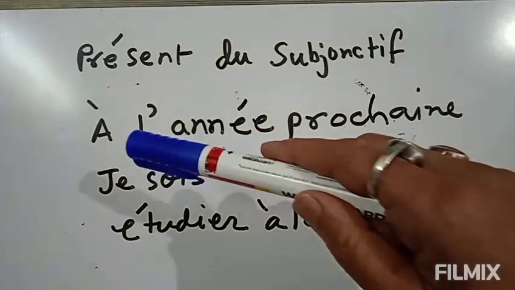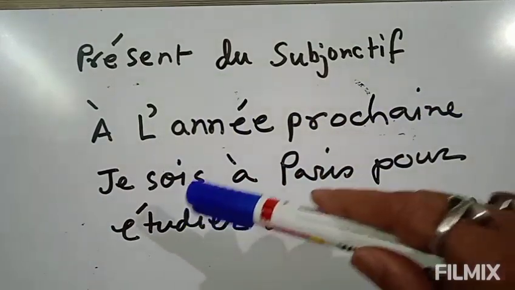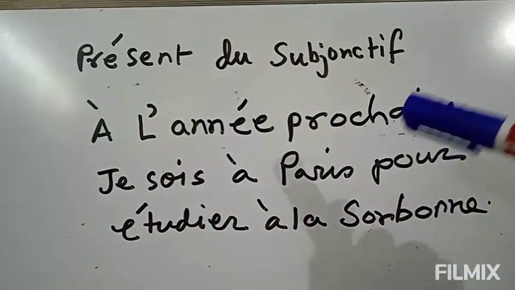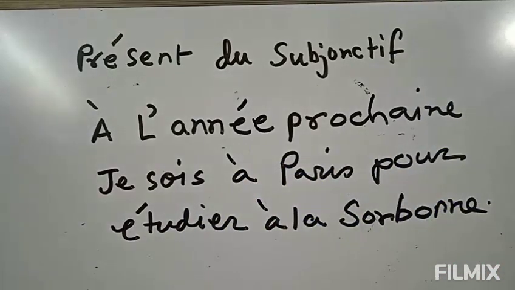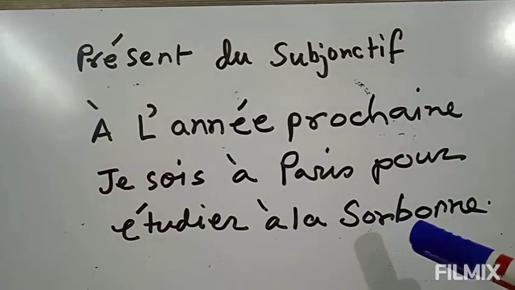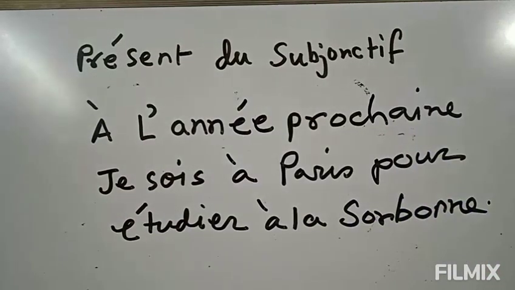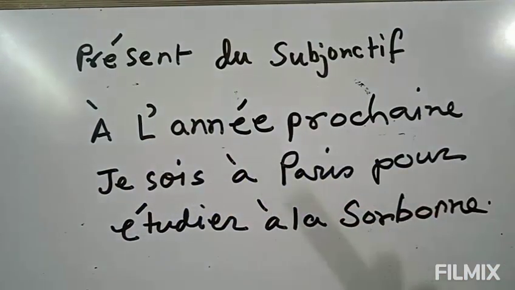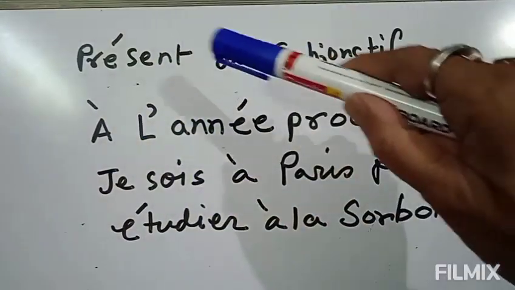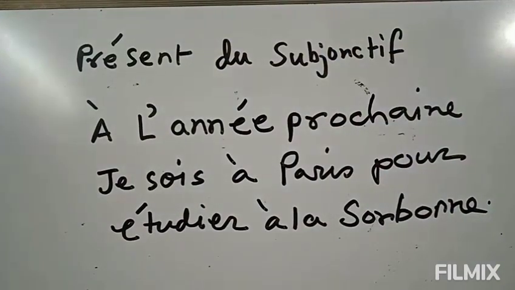The meaning is, in the next year, I may be in Paris to study at the Sorbonne University. Sorbonne is a famous university in France. Okay. I may be. This expression means, I may be in Paris. This is the actual form and function of the présent du subjonctif. This is the form for the first person singular, je sois.